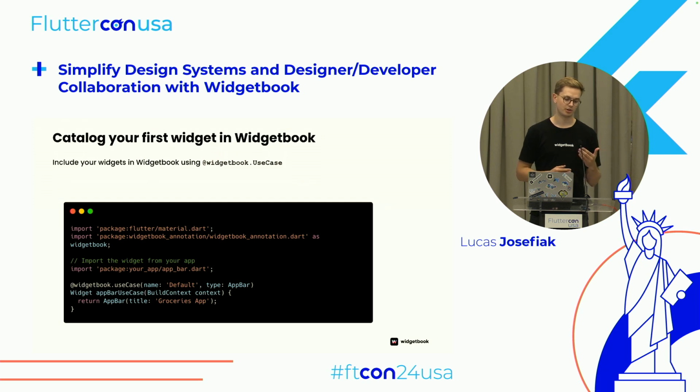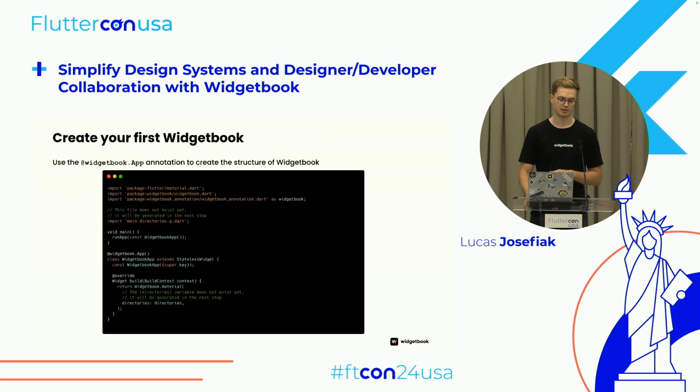And then you are providing a method for the use case. In our case, we just say, okay, it's the app bar use case. We need the context, and then we're returning the app bar. And what is really important for Widgetbook, you always need to mock the required parameters of your widgets. In our case, with the app bar, the required parameter is just a title. So we provide the string, groceries app, and that's all we got to do.